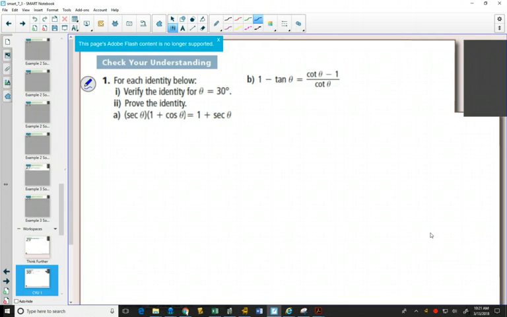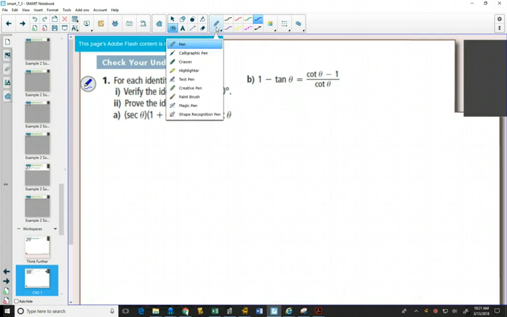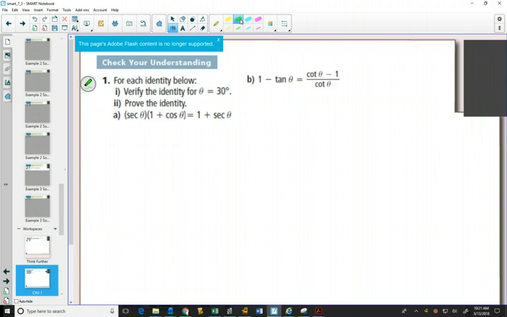So first of all, we're going to look at some keywords here. In part I, it says verify. In part II, it says prove. So what's the difference between verify and prove? How do we solve questions that are verify? How do we solve questions that say prove? Well, the setup is very much the same.